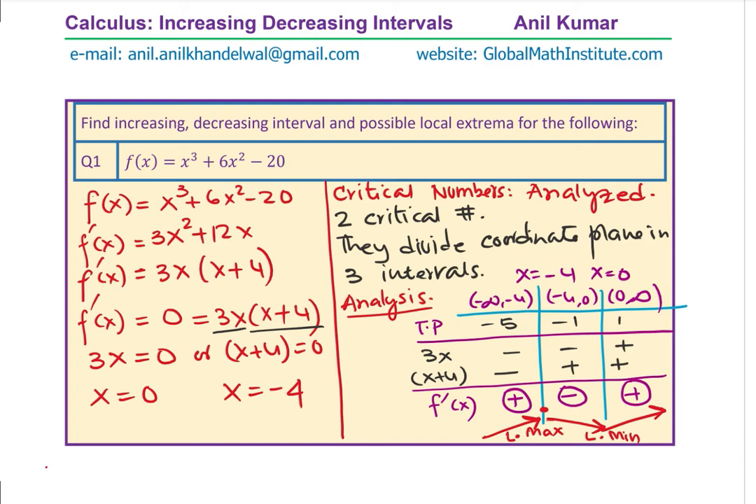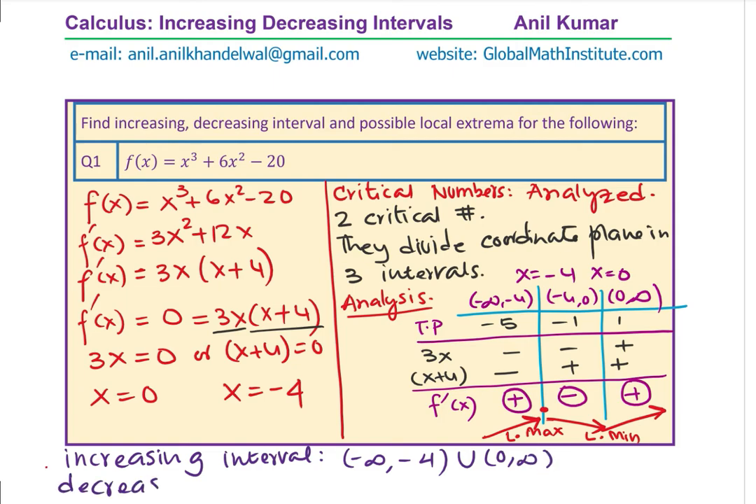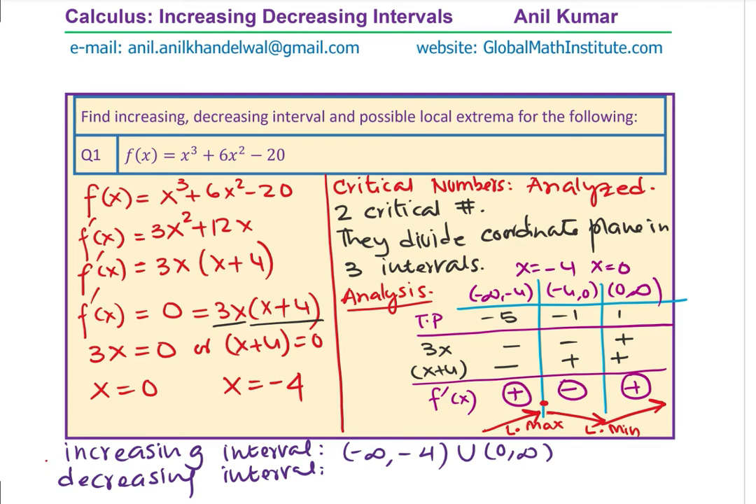So now we can write down our answer, which is we have increasing interval from minus infinity to minus 4, and then from 0 to infinity. We have decreasing interval from minus 4 to 0.